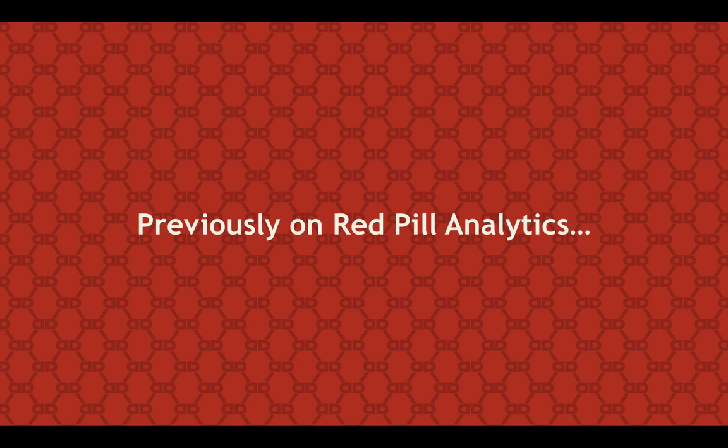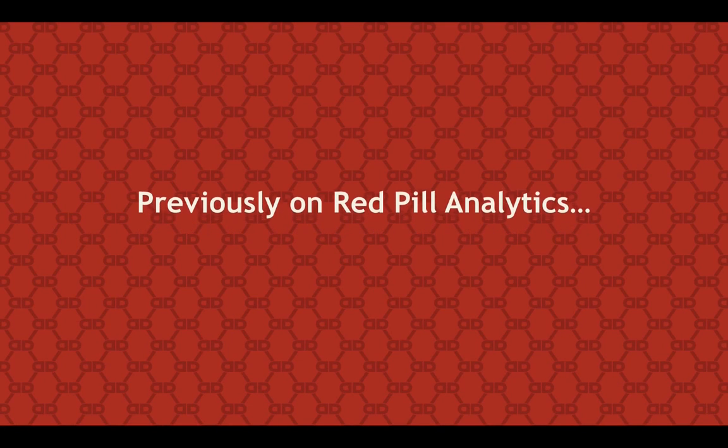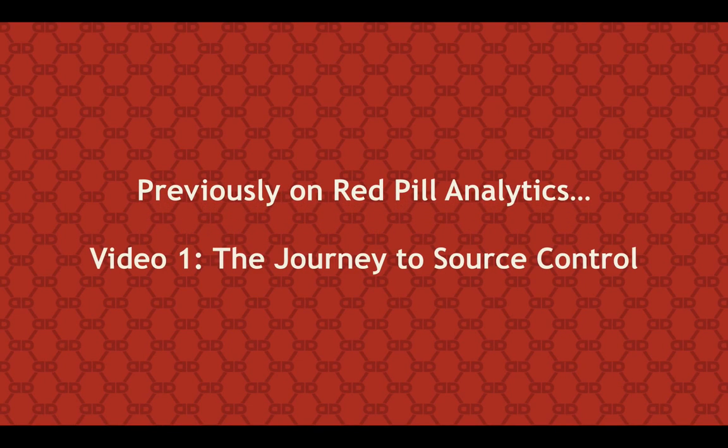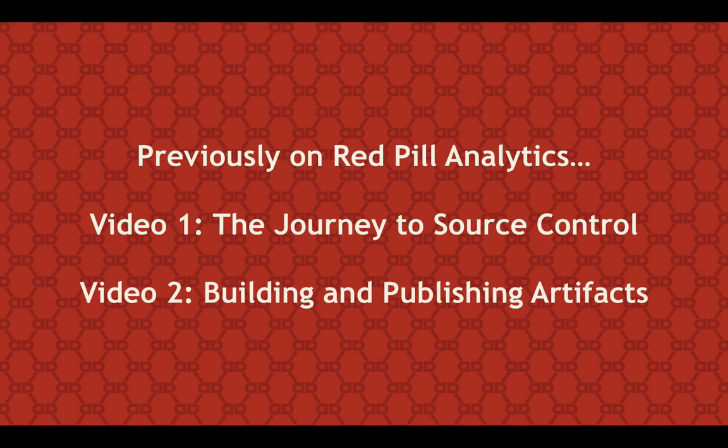There's a few videos already recorded in this series. The first video is called The Journey to Source Control, and that video shows you how to use our Checkmate GUI app to onboard an OBIEE project into a Git source control repository. The second video talks about building and publishing OBIEE artifacts, where we talk about using both the Checkmate GUI app as well as back-end continuous integration processes to build and publish artifacts.